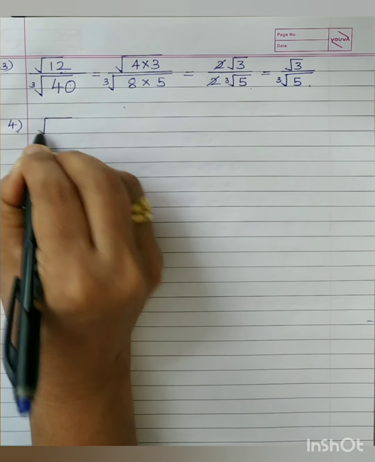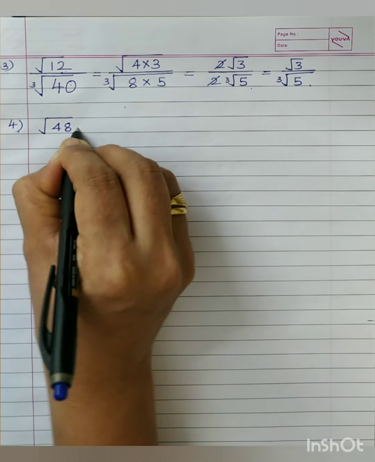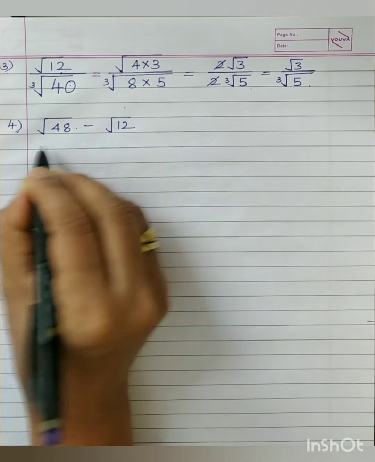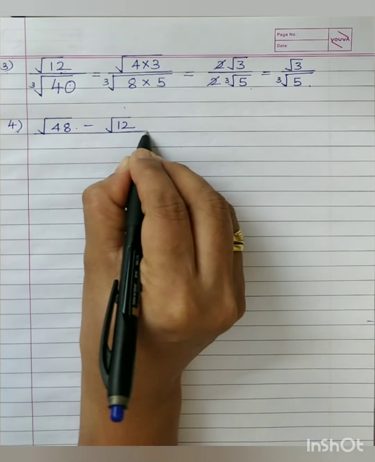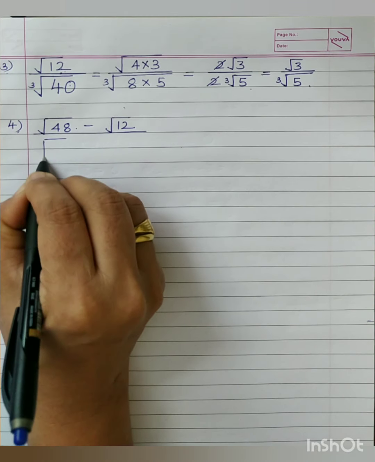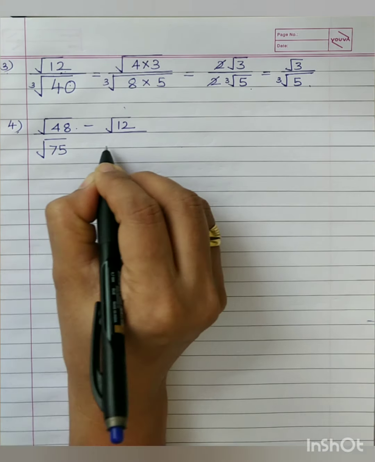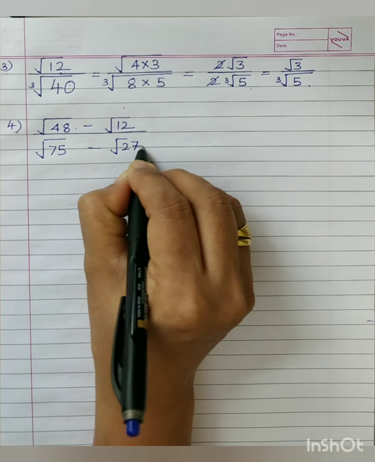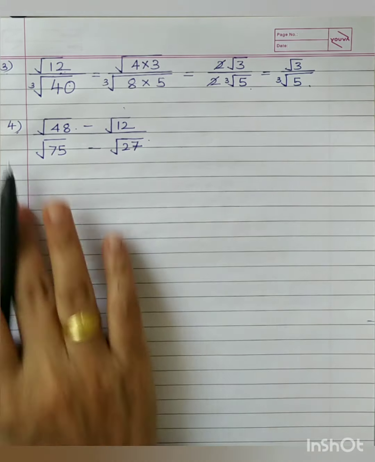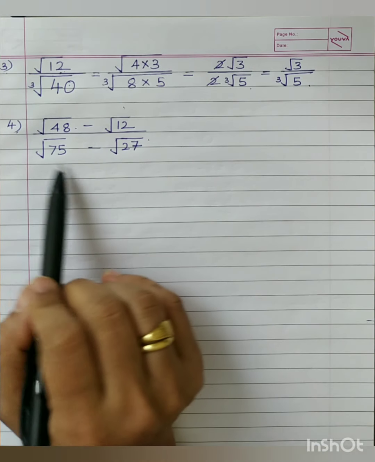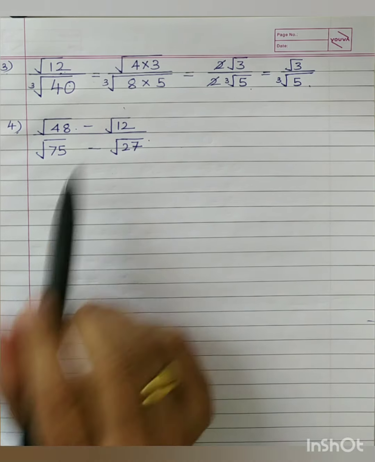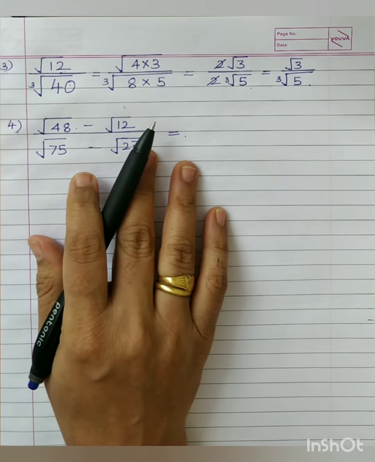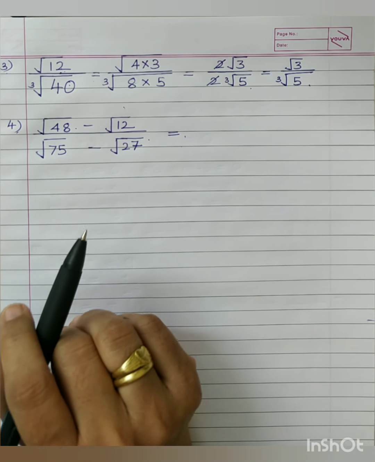Square root of 48 minus square root of 12, whole upon square root of 75 minus square root of 27. First check: all these surds have order 2. Then we have to only see what all things we can simplify. So all these are pure surds, we are going to convert them into mixed surds. That's the only way we know.